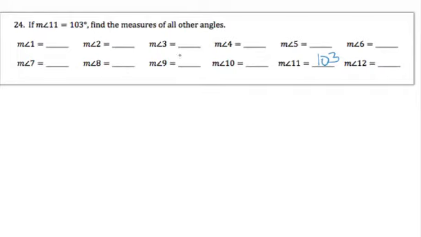Angle 9 and 11 are vertical, so they're congruent. Okay. 9 and 10 are supplementary, so there we go, 77. 10 and 12 are vertical, so that's 77. If you look at 11 and 7, those are corresponding, so those are congruent. 7 and 5 are vertical, so those are congruent. 5 and 6 are linear pairs, so they add to 180. And 6 and 8 are vertical, so those are congruent.